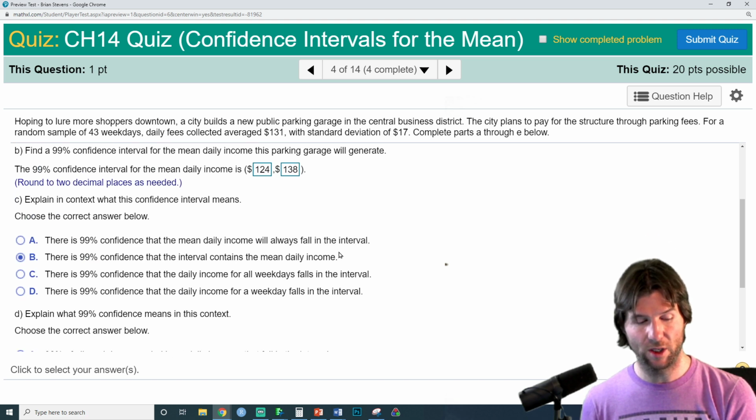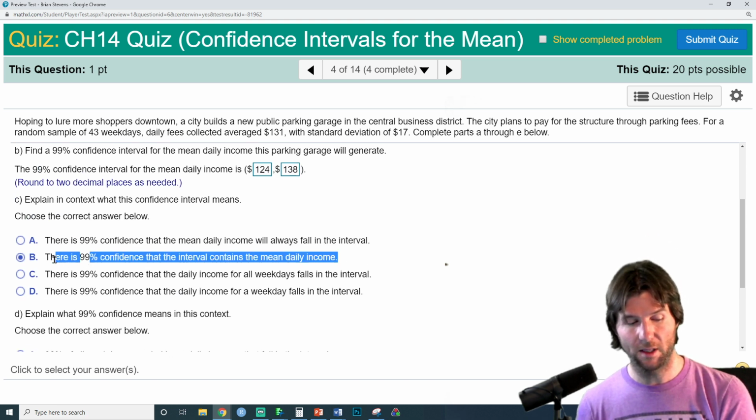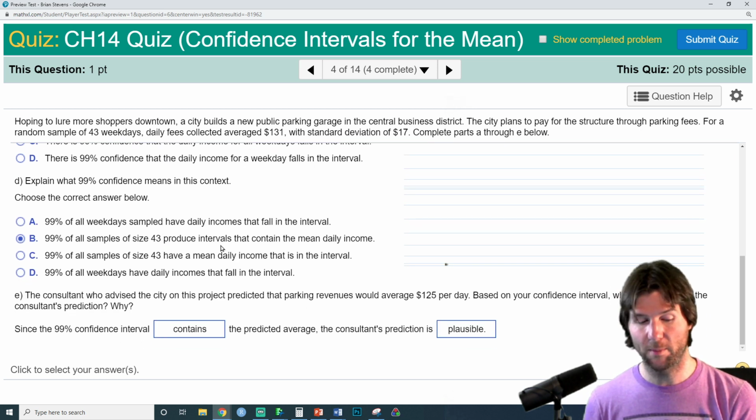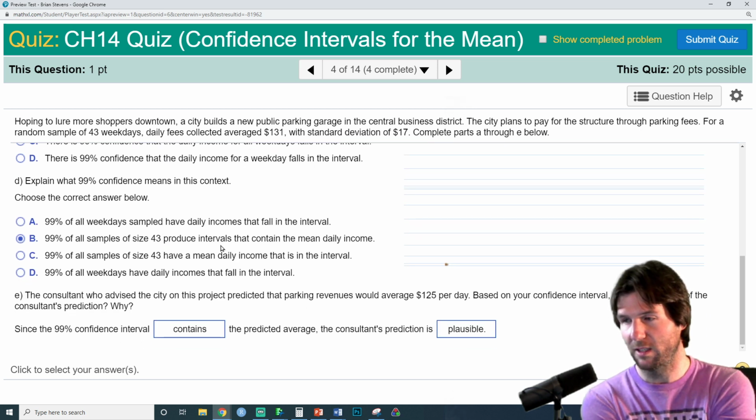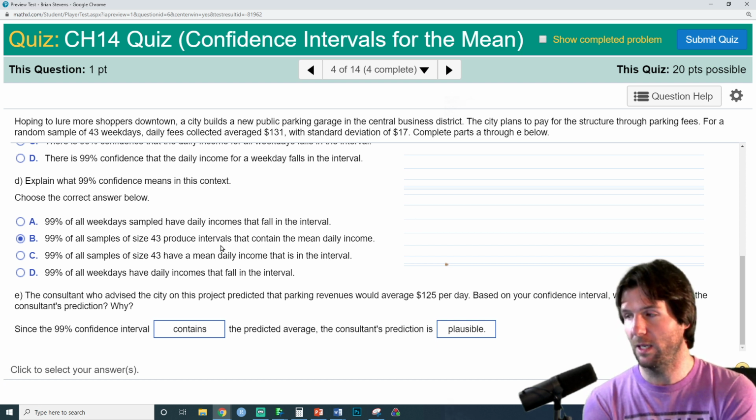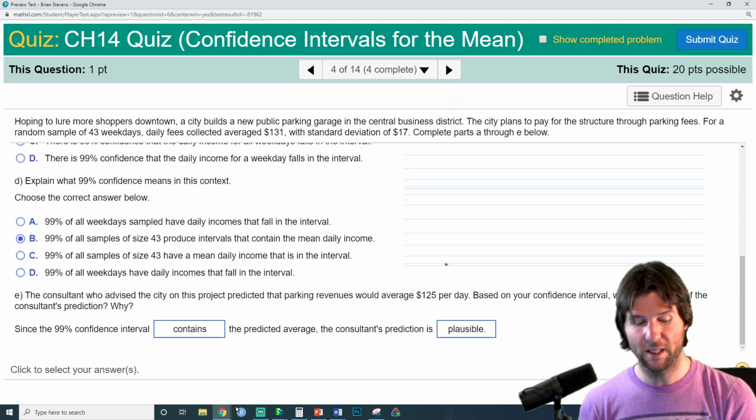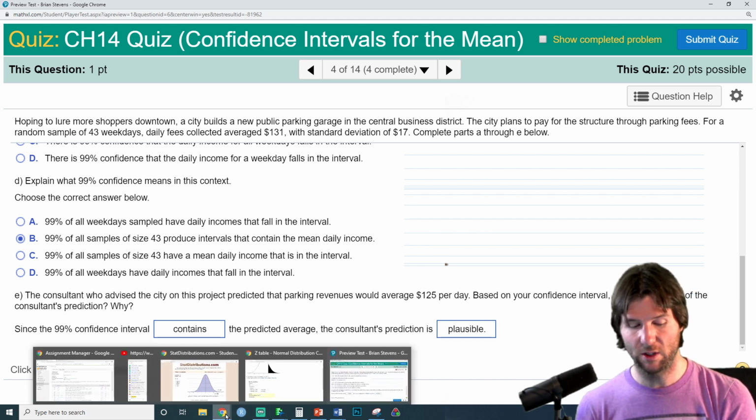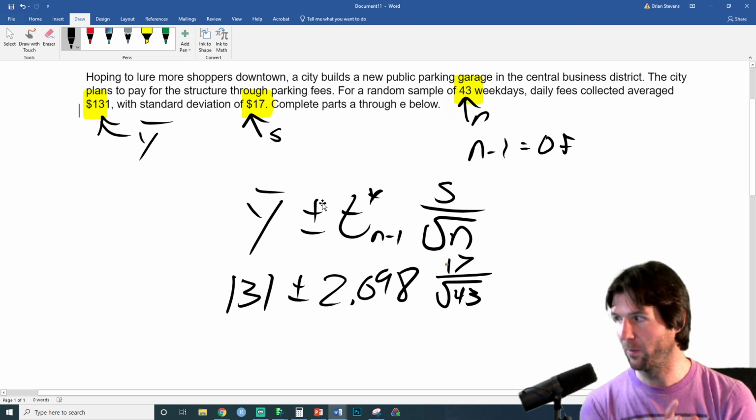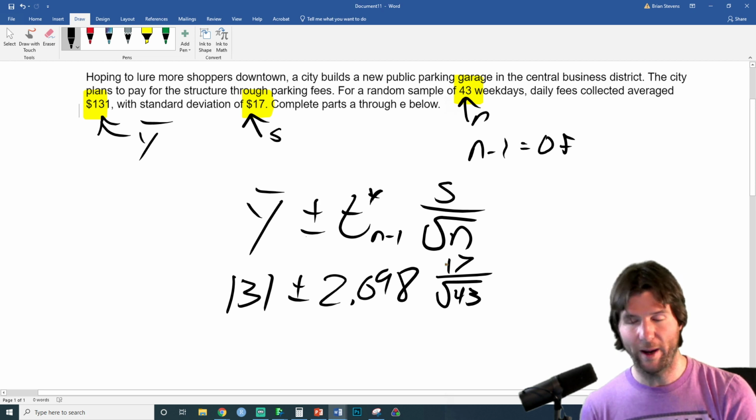Remember your interpretation here. I am 95% confident the interval contains the mean daily income for this parking garage. And then we would say that 99% of 99% confidence intervals are expected to contain the truth right here. And then since the value is contained in the interval, it is a plausible value. One of the biggest parts for people, because a lot of the question hinges on working this equation over here, you just have to make sure you get the right numbers, put the right numbers in, and then there's some theory questions down below.